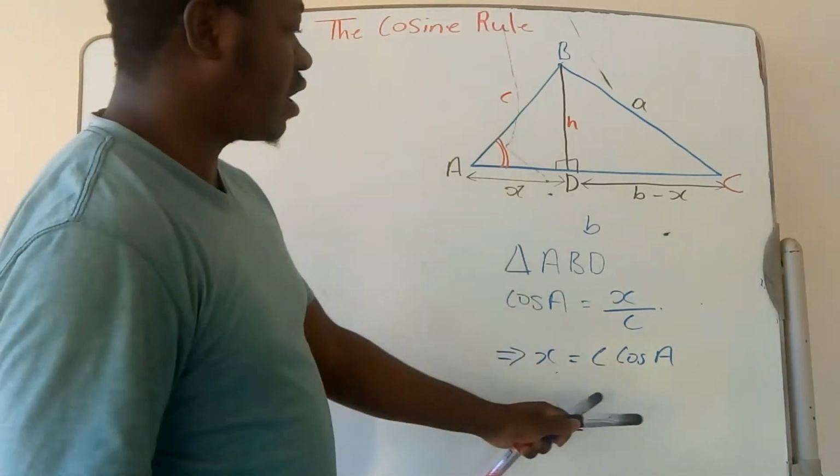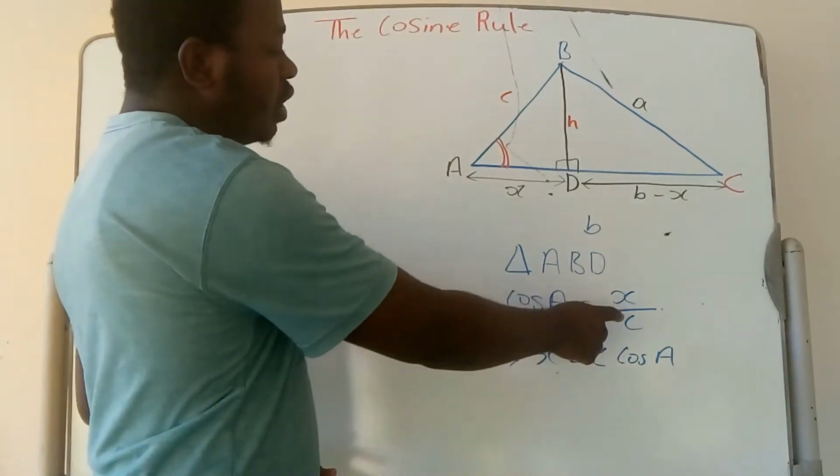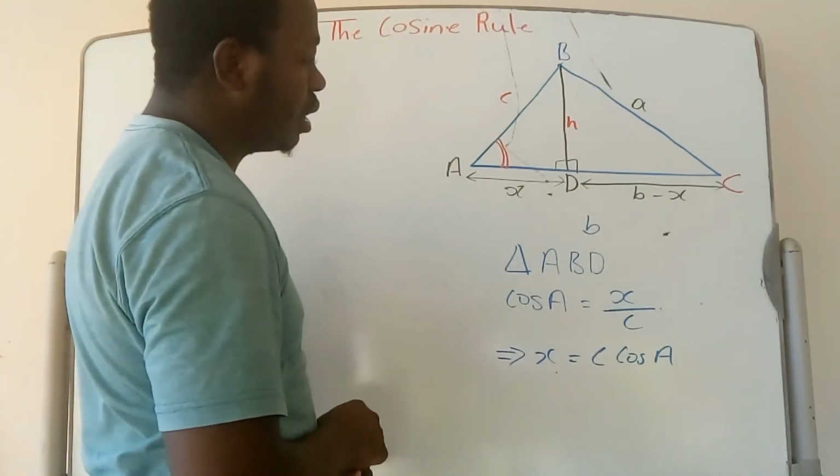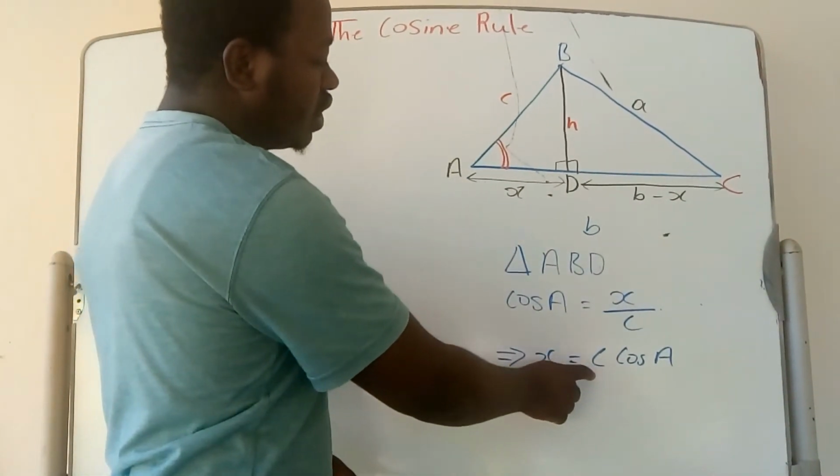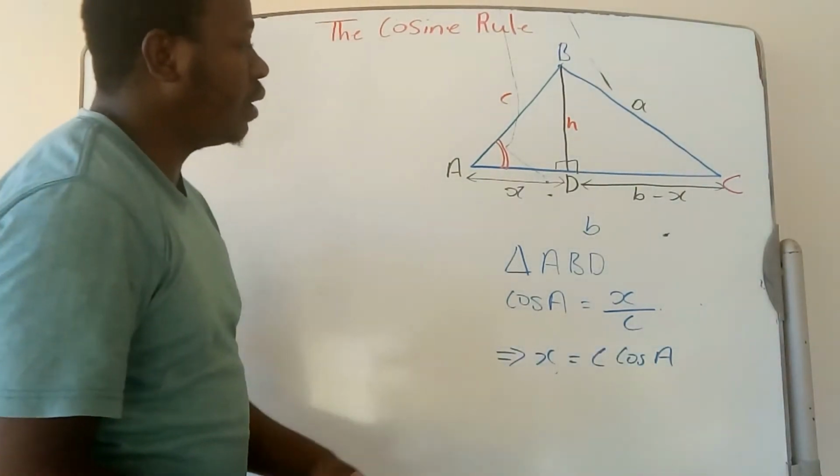How did I get c cos A? All you need to do, if you want to make X the subject of the formula, is multiply both sides by c, and X is equal to c cos A.